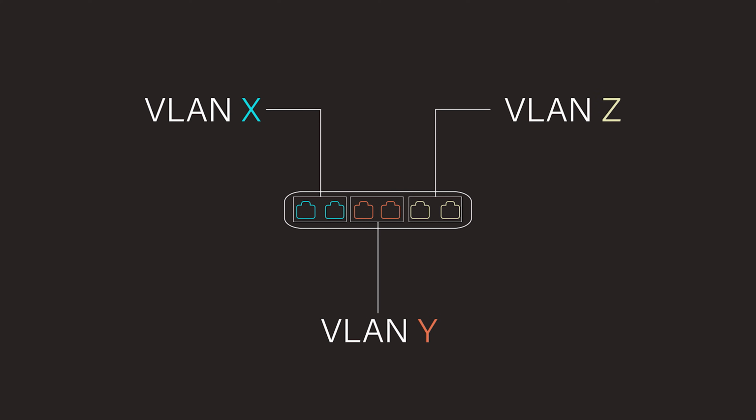VLANs let you segment your network into separate virtual networks within the same switch. Basically, each VLAN is its own broadcast domain, keeping traffic isolated. So before you configure VLANs, all the ports are usually in VLAN 1, and we call this the native VLAN. Let's go ahead and look at a quick example.